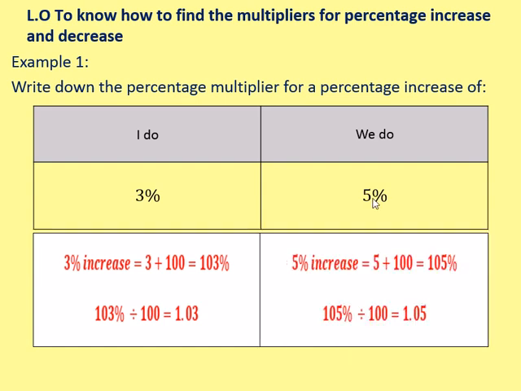Okay, so for 5%, we've got a 5% increase, so we do 5 plus 100. We're looking to find 105%. 105% divided by 100, our decimal or our multiplier is 1.05. So well done if you got that right.